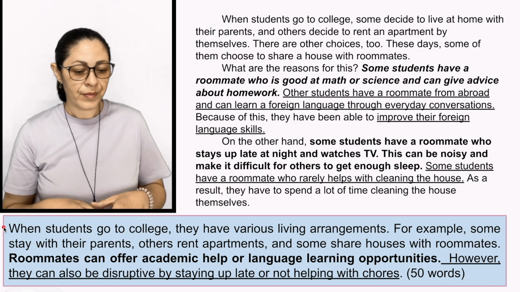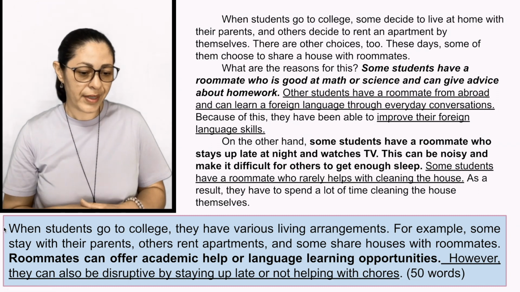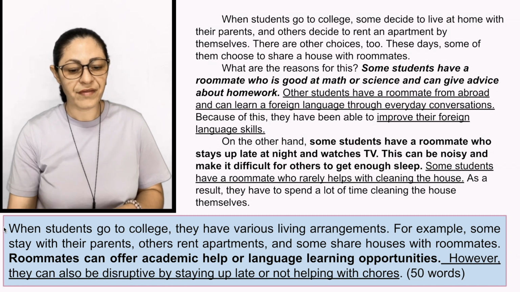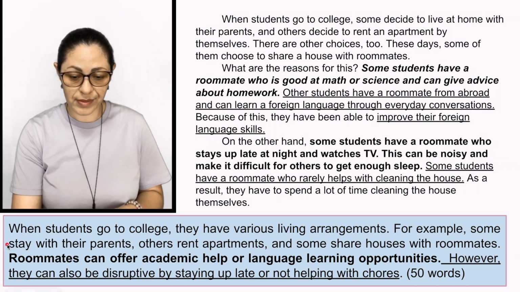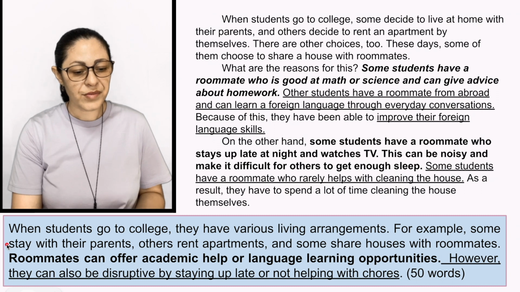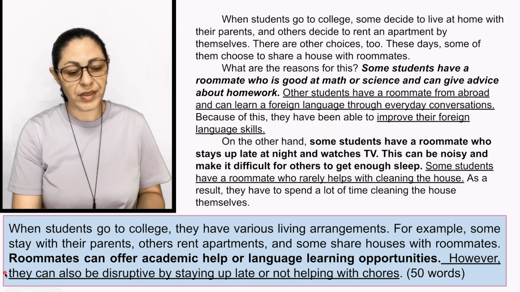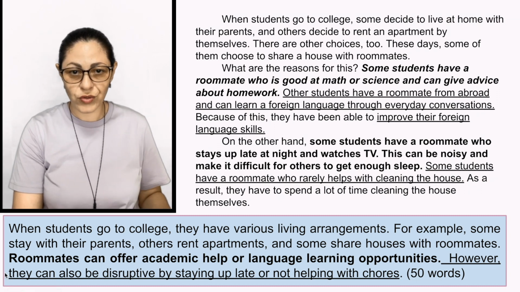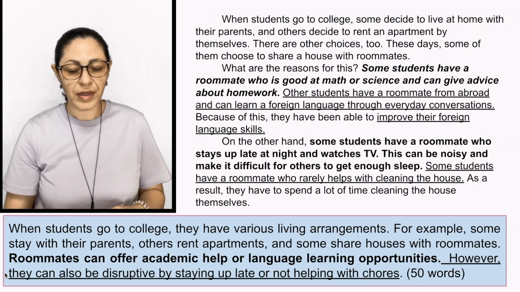words. Let's read it. When students go to college, they have various living arrangements. For example, some stay with their parents, others rent apartments, and some share houses with roommates. Roommates can offer academic help or language learning opportunities. However, they can also be disruptive by staying up late or not helping with chores. So, a very simple one.